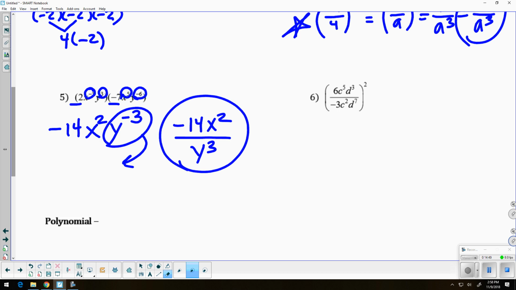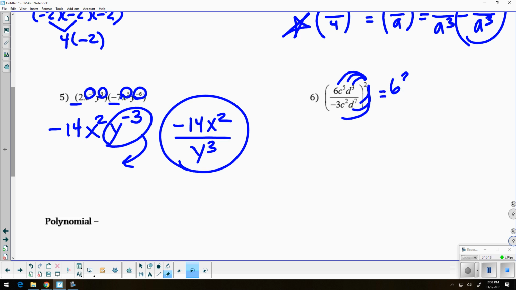Okay, and the very last one, so we have the quotient of 6c to the fifth d cubed, and that's all over negative 3c squared d to the seventh. The whole thing is being squared. So you have to square everything on the inside. Okay, but again, you could kind of do this problem one of two ways. I'll show you guys both ways. So if you want to square everything first, distribute, square everything first if you want to.